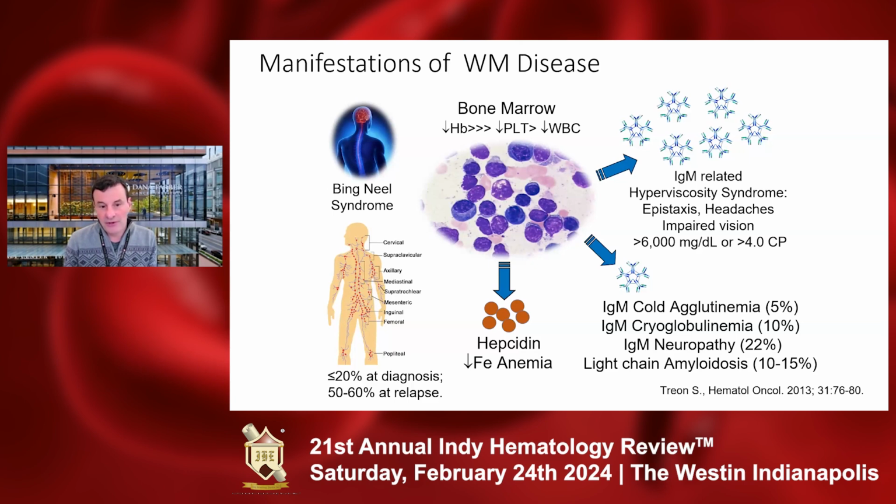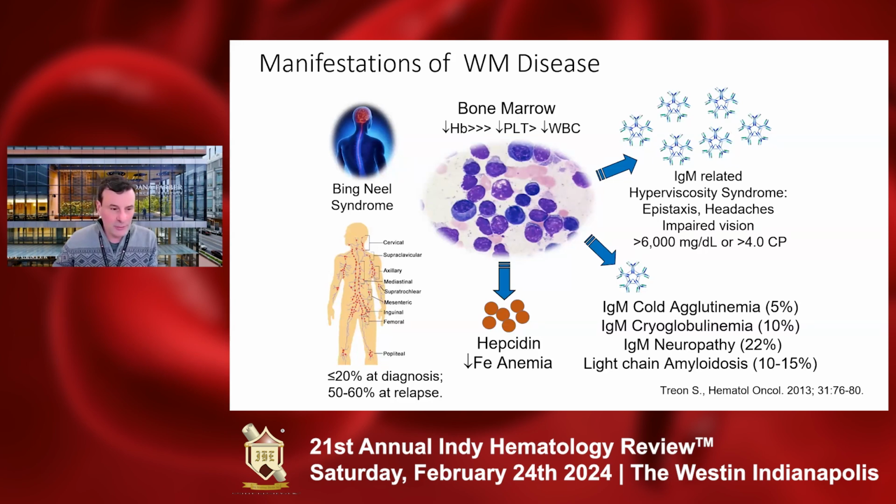There's also a component of the IgM called the light chain that can also be a problem. It can cause amyloidosis, which is when the light chain protein infiltrates various organs. We also know that the tumor cells can produce hepcidin, and this can lead to iron deficiency anemia. And we often look for this as a cause of anemia in patients with Waldenstrom.